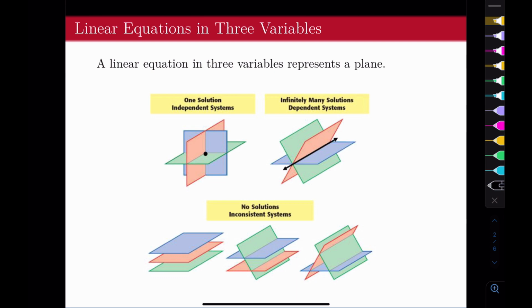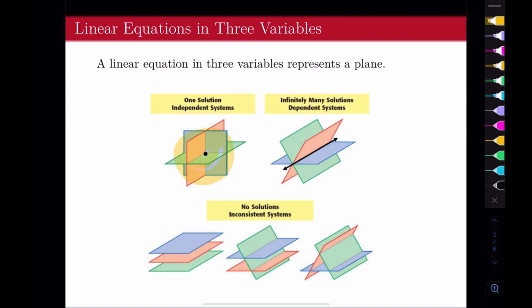When we talk about a linear equation in 3 variables, it now becomes a 3D shape. So it's going to be a plane in 3 dimensions. And a plane is just a flat surface that extends forever. So here's just some visuals as to what can happen here.